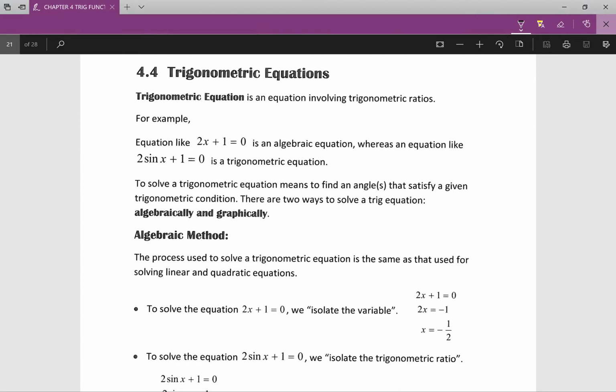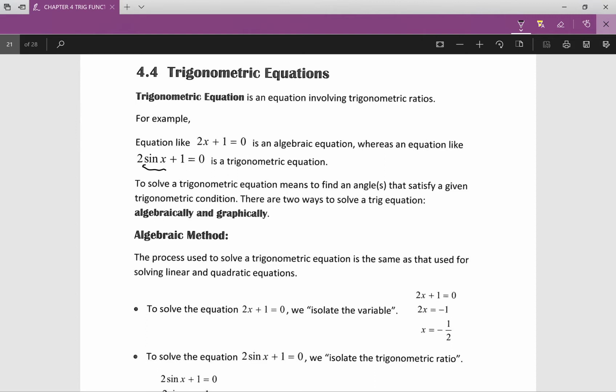Okay, y'all, it's time for some trigonometric equations. A trigonometric equation is an equation involving trigonometric ratios. For example, 2x plus 1 equals 0 is an algebraic equation, whereas 2 sine x plus 1 equals 0 is a trigonometric equation. Why? Because we have the trig right there.